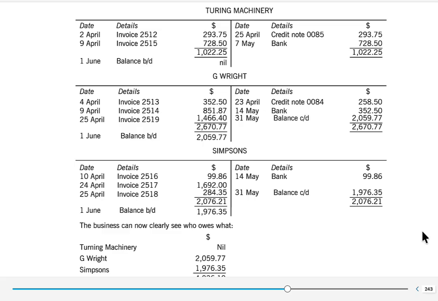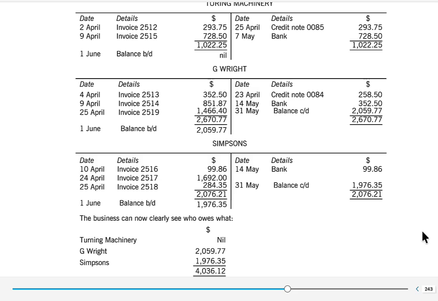Customer 1, Turing machinery. Debits, meaning invoices raised. Invoice 2512 for 293.75. Invoice 2515 for 728.50. So total debits are 1,022.25. Credits, meaning reductions. Credit note 0085 for 293.75. Bank, meaning payment received, for 728.50. So total credits are also 1,022.25. Result, balance is nil, meaning Turing machinery owes nothing at the end of this example.